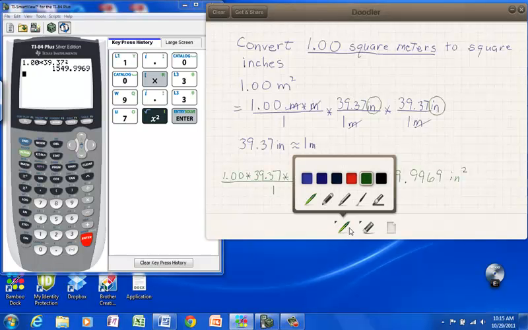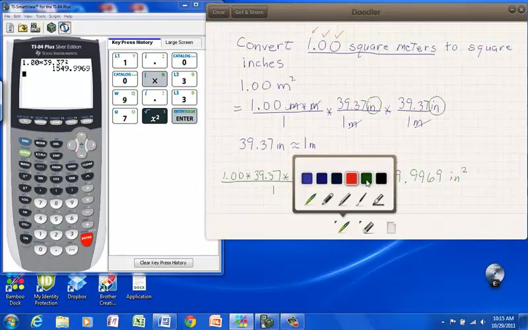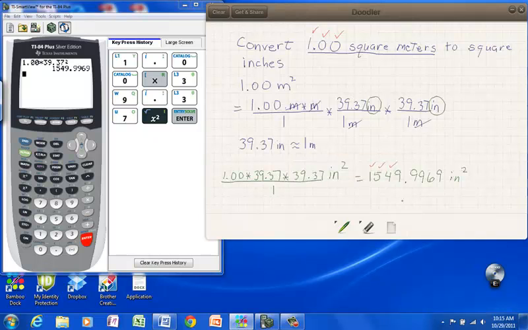So now go back to our original measurement, which was 1.00, and it has 1, 2, 3 significant digits. So I want my answer to have 1, 2, 3 significant digits. This 9 is going to round that 4 up to a 5. So it'll be 1,550. We do have to put a 0 in there so this stays in the thousands place.